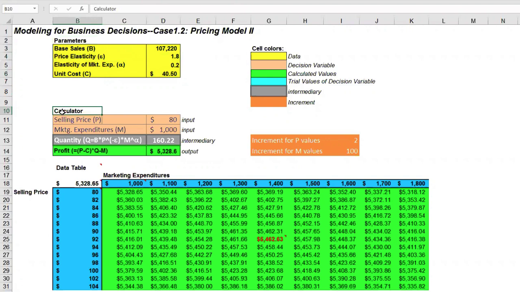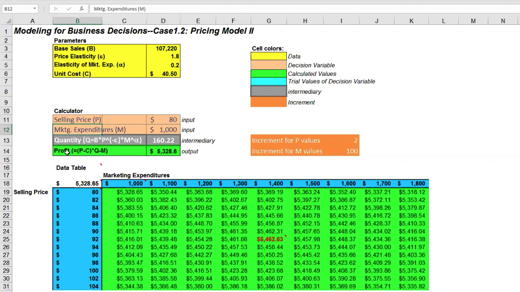In case 1.2, we have two distinct variables. The first one is the selling price, P. The second one is marketing expenditure. We reserve the cell D11 for selling price, P. We reserve D12 for the marketing expenditure, M.